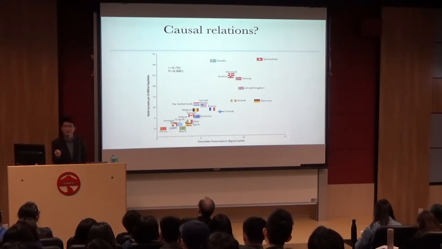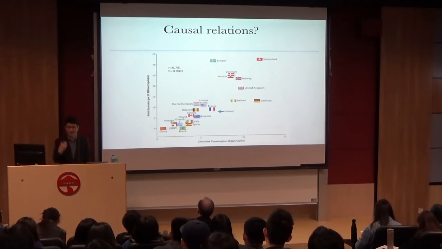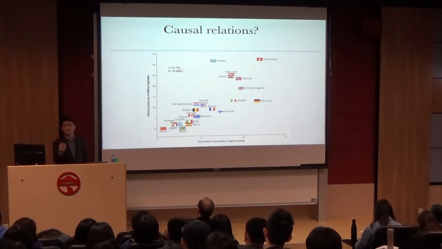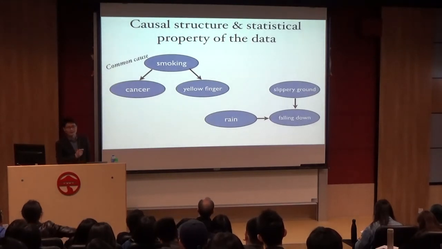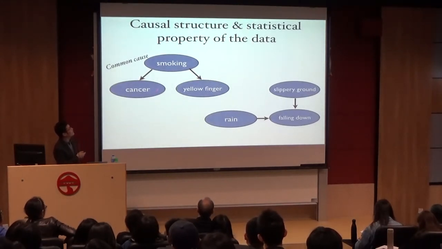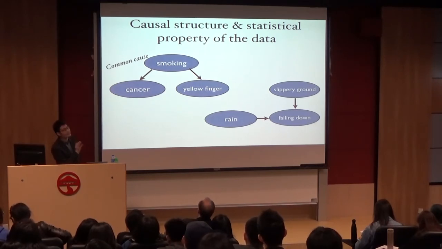Is this causal? You really want to see the underlying causal relations underlying this picture, this pattern, right? If you have a wrong causal story, you can do something naive or even stupid, right? So that's why we want to do causal discovery. How can we do this? Here you can see a picture. Basically, for different causal pictures, we have different properties of the data. In this case, smoking causes cancer, and smoking causes yellow fingers.